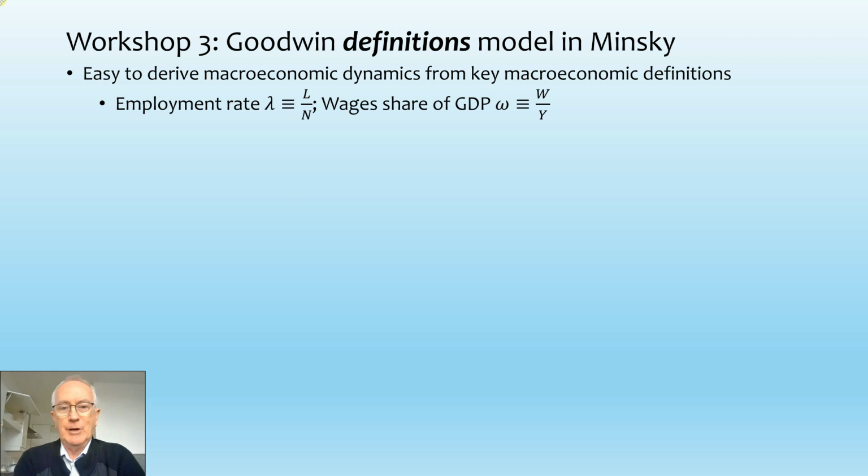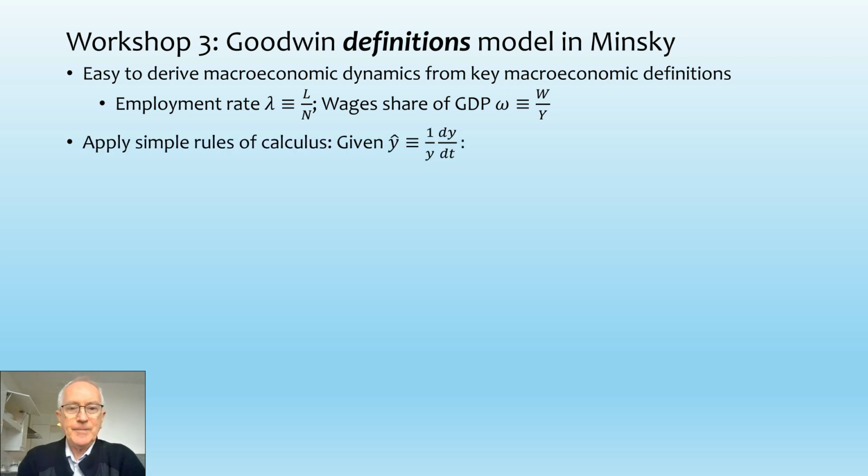So I'm going to define the employment rate, as I did in that model, as the number of people with a job, L, divided by population, N, and the wages share of GDP, omega, as wages divided by GDP. And apply some simple rules of calculus here to percentage rates of change. And this makes it much easier to derive a model, not just for people who are experts, but also for people who don't have any real knowledge of mathematics, because there's a simple set of rules. If you have two variables multiplied together and you want to look at their rate of change in percentage terms, then the rate of change of the product is the sum of the rates of change of the individual elements.